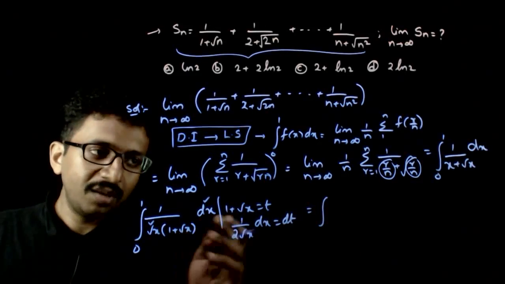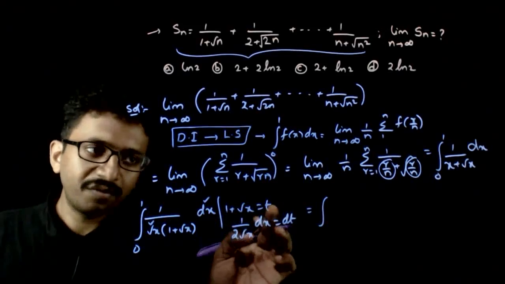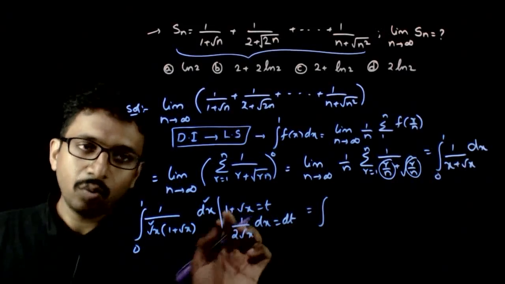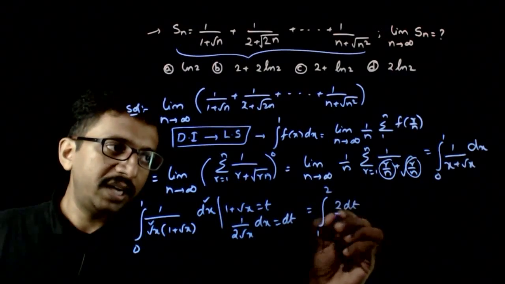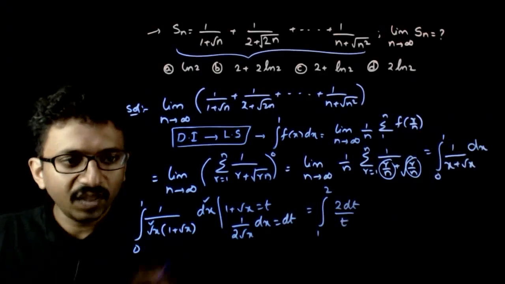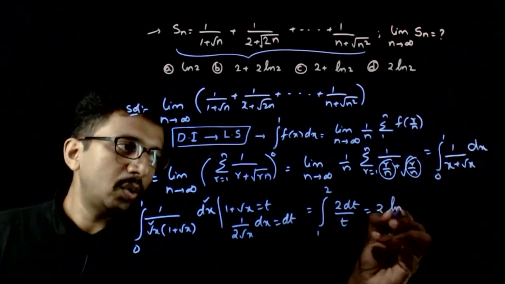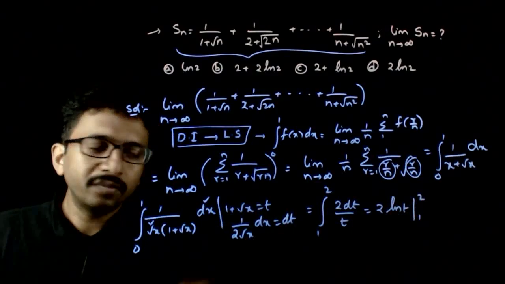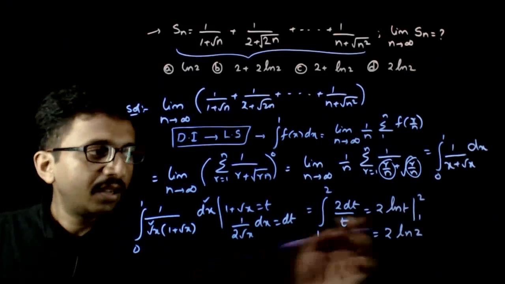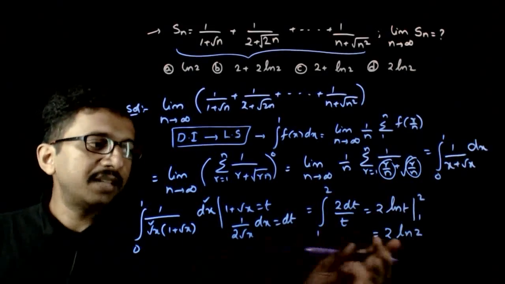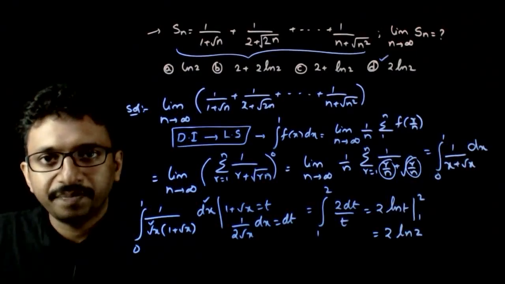What happens to the limits? The x limits are 0 to 1. So, the limits of t will become 1 plus 0 to 1 plus 1, that is 1 to 2. This becomes integration of 2 dt by t, that is equal to 2 ln t from 1 to 2, that is equal to 2 ln 2, since ln 1 is 0. So, the answer is 2 ln 2. Option D is the right answer to this question. Thank you.